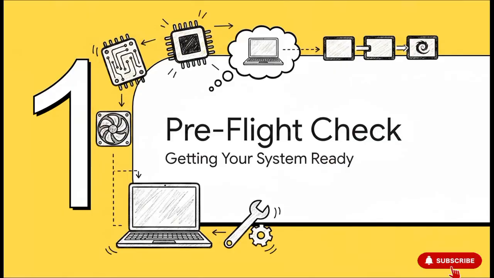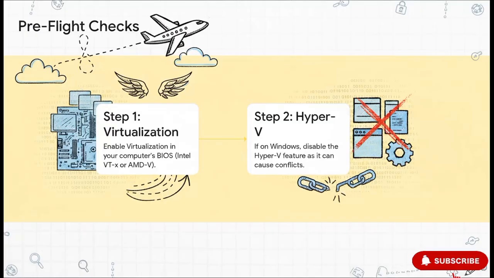First things first, our pre-flight check. Now, before we even think about installing anything, we've got to prep our main computer. Trust me, these next couple of steps are absolutely crucial to make sure our virtual lab runs smoothly without any headaches. We've got two critical checks to perform. Number one, you've got to enable virtualization in your computer's BIOS. What's that? It's basically a switch in your computer's core software that lets it run another virtual computer inside of it. It's a must-have. Number two, if you're on Windows, you have to turn off a feature called Hyper-V.